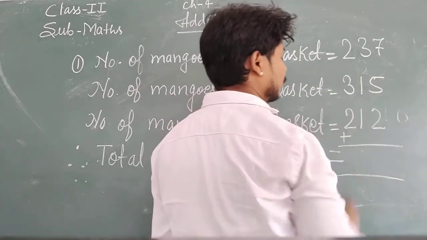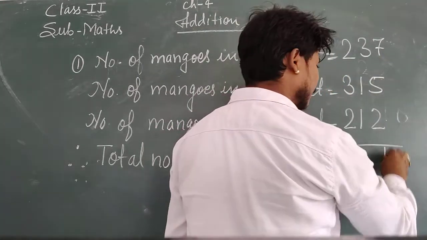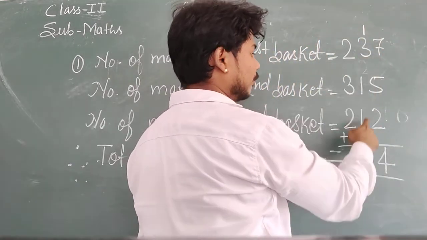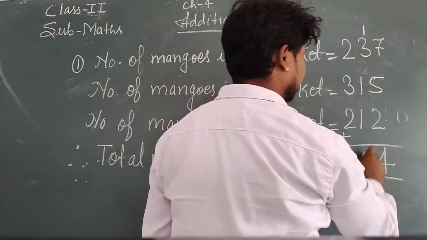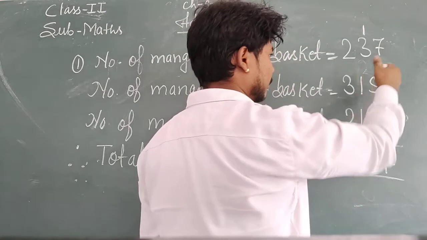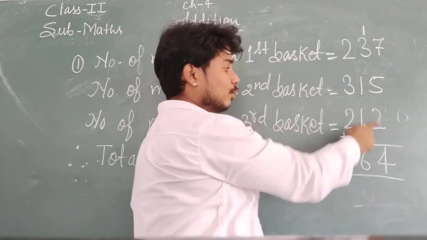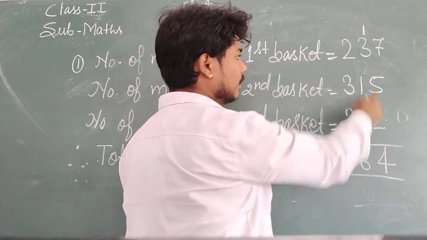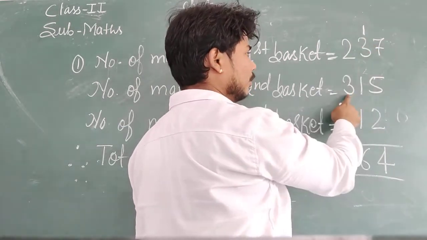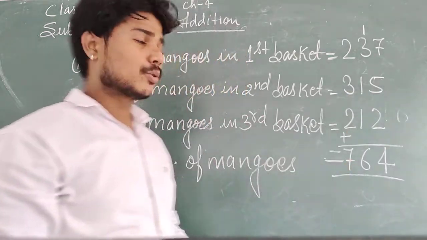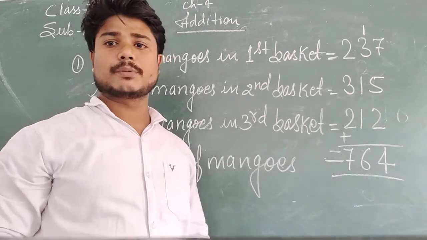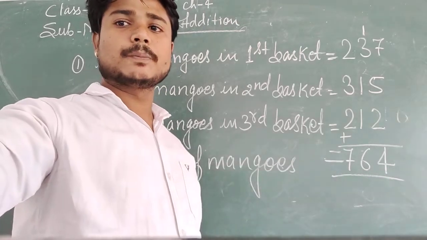Now 7 plus 5, 12. 12 plus 2, how much? 14. 4, carry 1. 3 plus 1, 4. 4 plus 1, 5. 5 plus 1, 6. 3 plus 2, 5. 5 plus 2, 7. Just check once more. 7 plus 5, 12. 12 plus 2, 14. 4, carry 1. 3 plus 1, 4. 4 plus 1, 5. 5 plus 1, 6. 3 plus 2, 5. 5 plus 2, 7. So how many mangoes are there in all the 3 baskets? 764. Now let's move to question number 2.